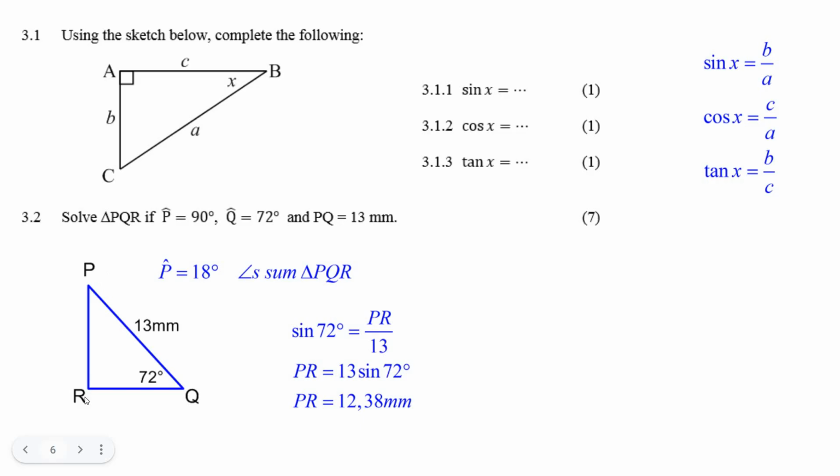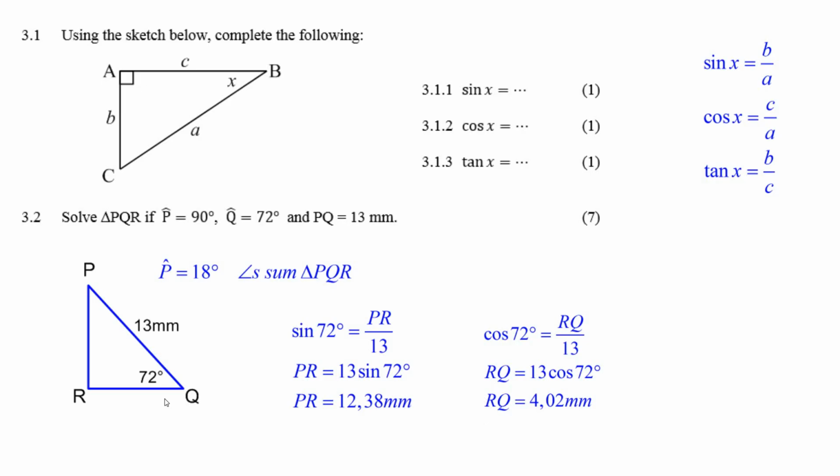ratios. If I take PR, which is opposite, and I put it over the hypotenuse of 13, PR over 13, that's called the sine of 72 degrees. Now, if I take 13 and multiply it by the sine of 72, that gives me what PR equals. Put that in your calculator and round it off. PR has to be 12.38.